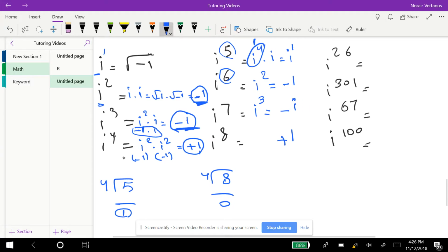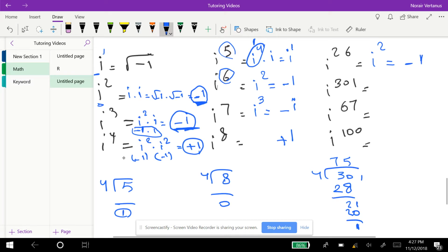Now, i to the power of 26. Basically 26 divided by 4, the remainder is 2. That's the same as i to the second power, which is the square root of negative 1 times the square root of negative 1, which is negative 1. i to the 301: 301 divided by 4. 4 times 7 is 28, the remainder is 2, then 1 goes down. 4 times 5 is 20, the remainder is 1. So i to the 301 is the same as i to the first power, which, if you want to write the radical, is the square root of negative 1.